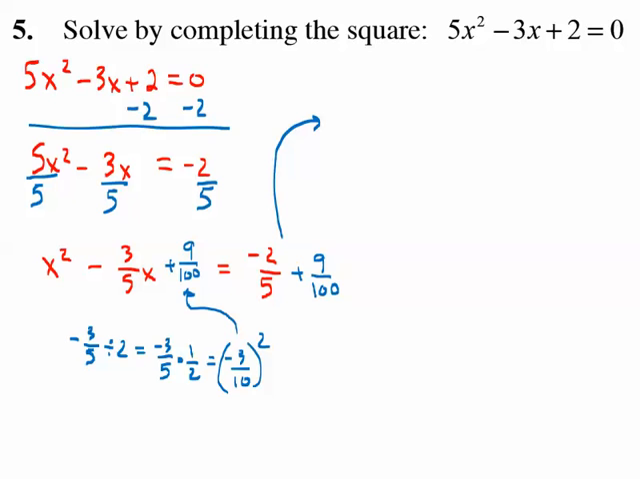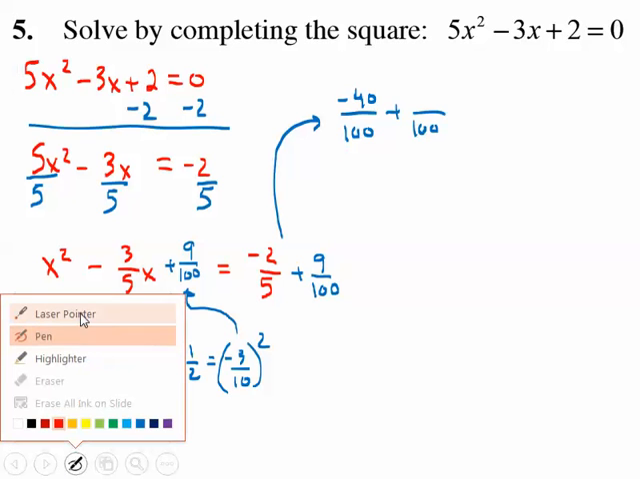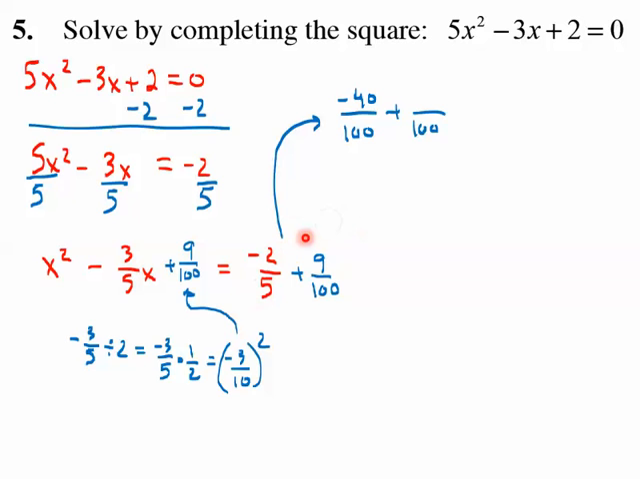Let's see if we can put this together here. So simplifying that over here, the common denominator would be 100, is that right? I think that would be 100. So 5 and 100 makes 100 as the common denominator. So 5 times 20 should give me that. So that means 20 times a negative 2. This one doesn't need a common denominator, it already has it.